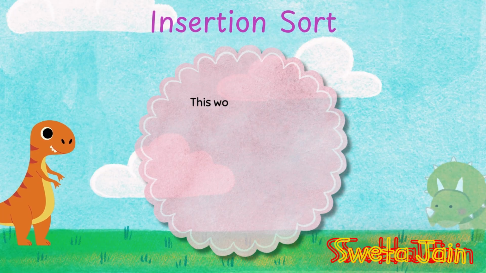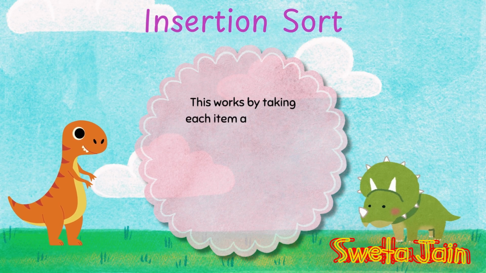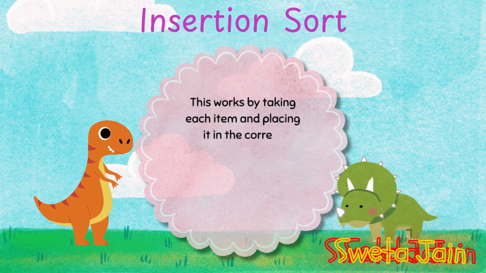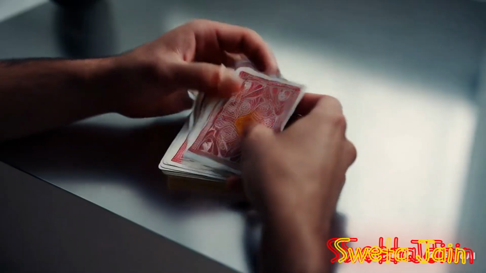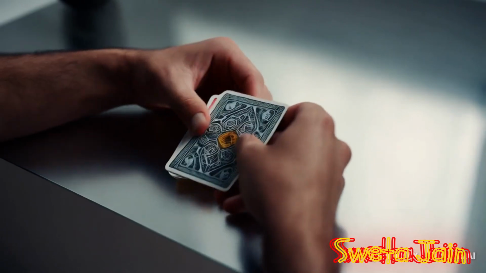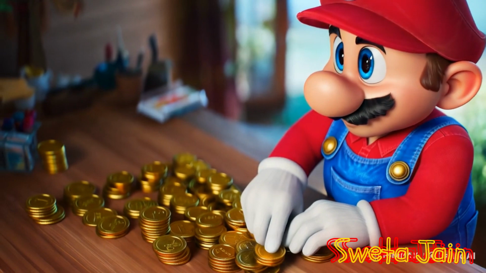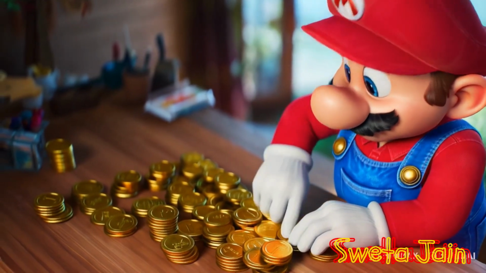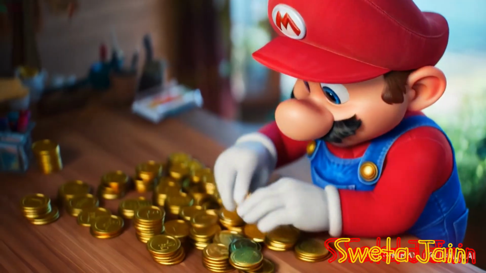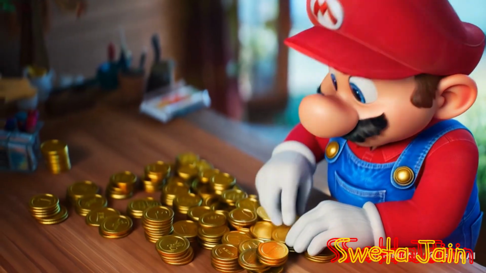Insertion sort. This works by taking each item and placing it in the correct position within the already sorted portion of the list. It's like organizing cards in your hand, one by one. Picture Mario arranging his coins from smallest to biggest. He picks up each coin and places it where it belongs, repeating until everything is sorted.